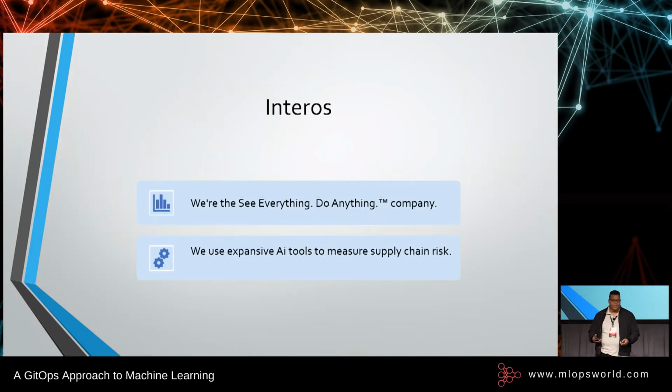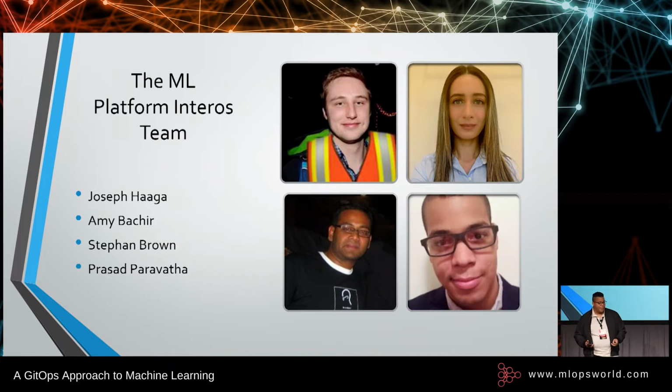So at Interos, we're the see everything, do anything company. We use an expansive suite of AI tools to measure supply chain risk. I'm Stephen. You can see me there on the bottom right, also here on stage. On the top left is our team lead, Joseph Haga. And I'm Amy. I'm a Senior MLOps Engineer. And Prasad, who couldn't be here with us today, is the latest addition to our team.